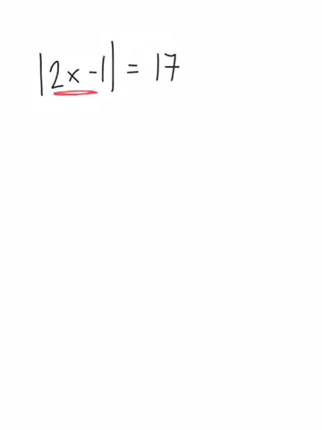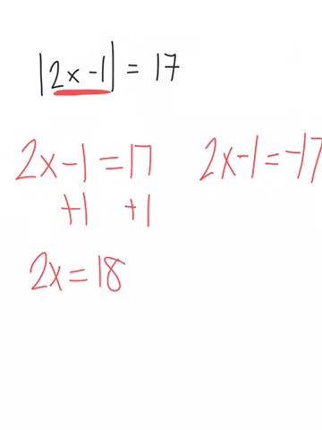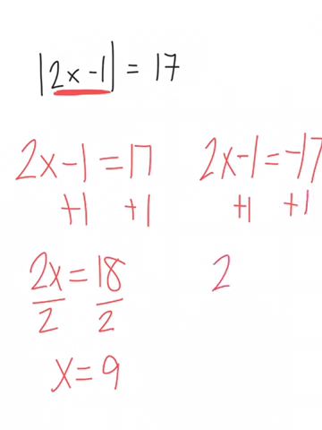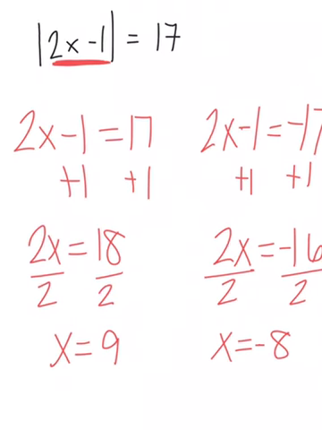In this equation, I want to know the two values that are going to give me an absolute value of 17. So I'm going to say 2x minus 1 equals 17, and 2x minus 1 equals -17. That gives me two equations to solve to get my two different answers. When I solve here, I get a value of 9. And this one's going to be different. When I divide by 2 here, I get -8.